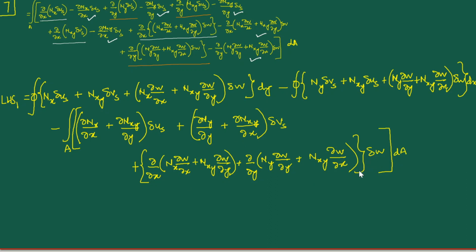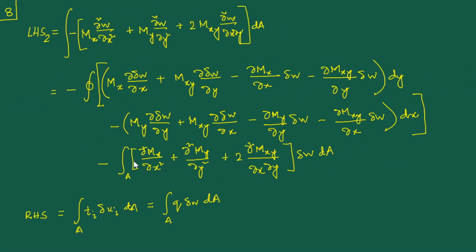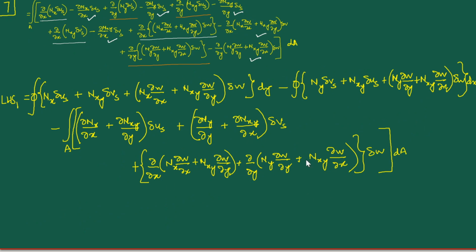It is also important to note that in the LHS2, in the term over the entire domain, there are no coefficients of delta US or delta VS. We only have the contributions in the form of the coefficient of this delta W. So it is this term which is going to get clubbed with this term here, because this is the coefficient of delta W, and the LHS1 and the LHS2 are going to come together, but this coefficient here and this coefficient here are going to stand alone.